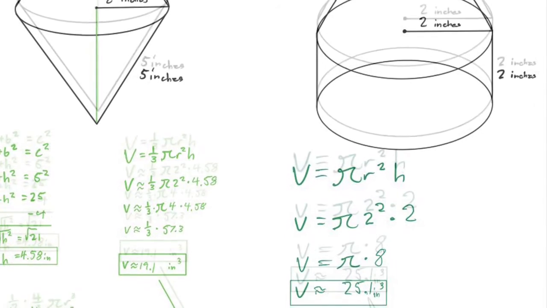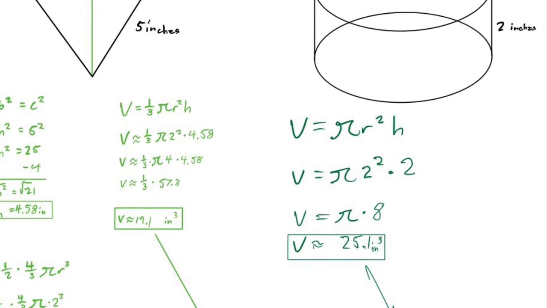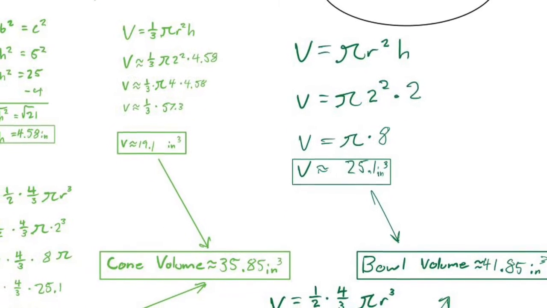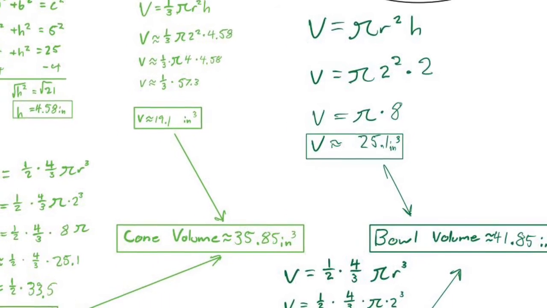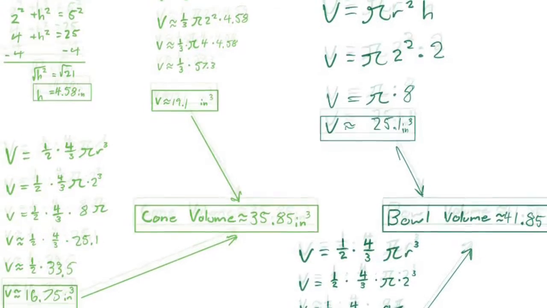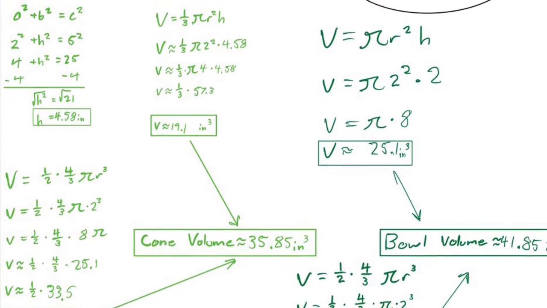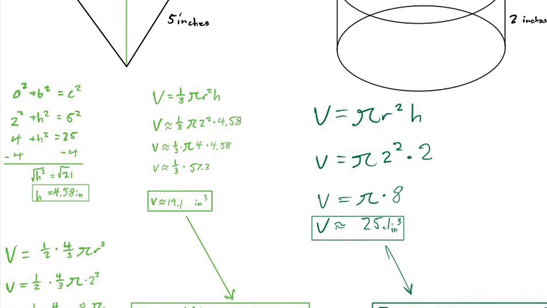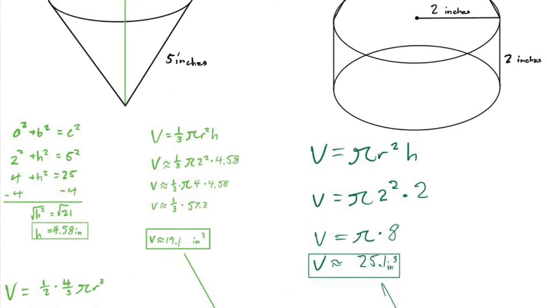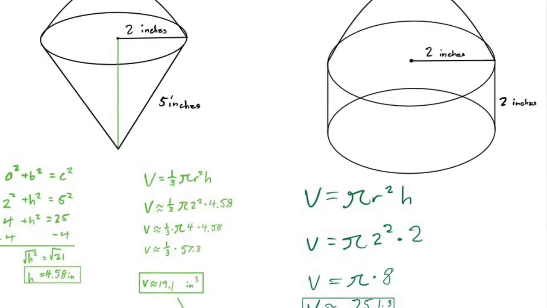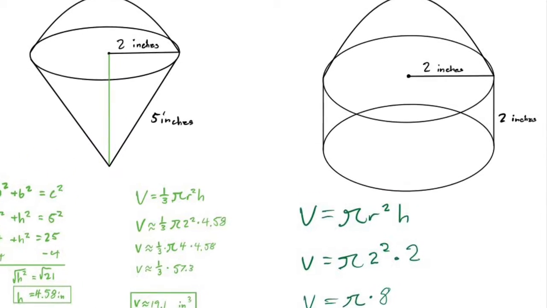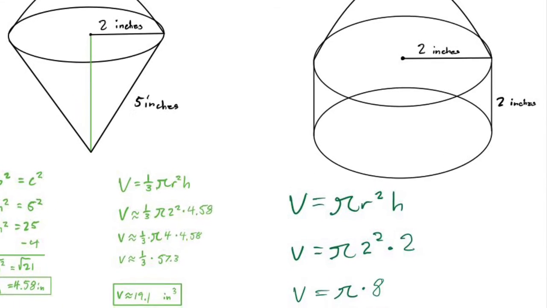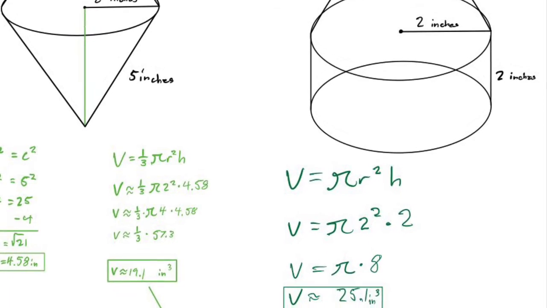Now for the bowl, we're going to start off by using the formula to find the volume of pi r squared times the height. We plug in our numbers. Volume equals pi 2 squared times 2. Volume equals pi times 8, and volume equals 25 inches cubed.